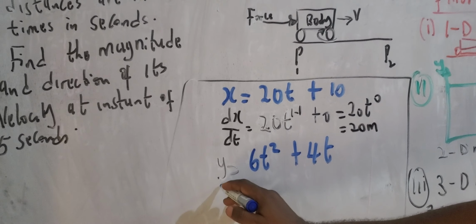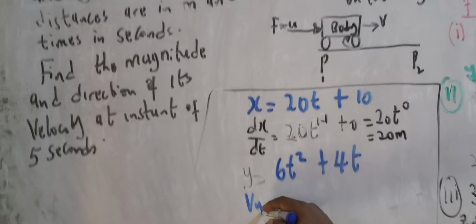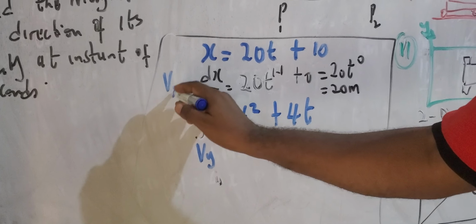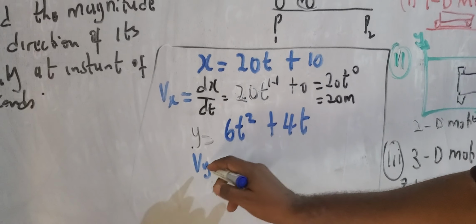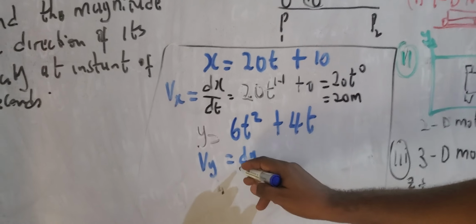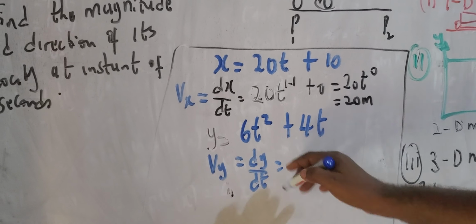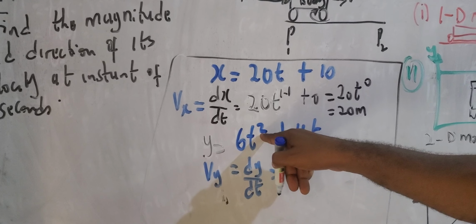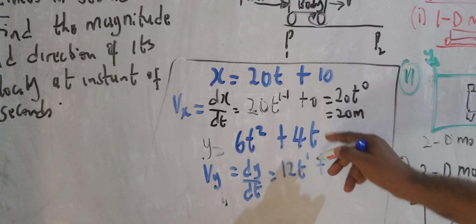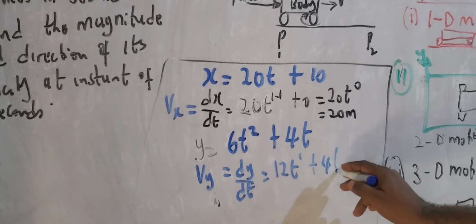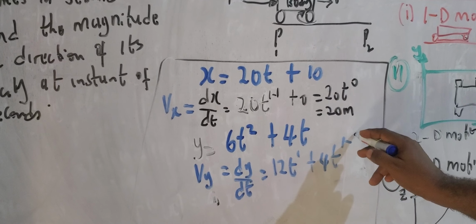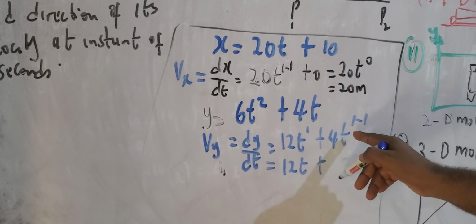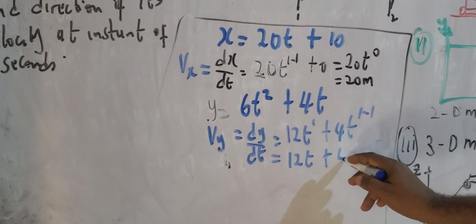So that means velocity along the y-axis. Please take note of this. I can rewrite this one as vx, that's velocity along the x-axis. So velocity along the y-axis will be dy dt. Like I said, use this power to multiply. This gives you 12, then you subtract 1 from here. This one gives you t raised to power 1. Plus, use this power to multiply. This gives you 4. Then you subtract 1 from this power, 1 minus 1, that is 0. So you can simplify this one as 12t plus, anything raised to power 0 is 1, 1 times 4 will give us 4.